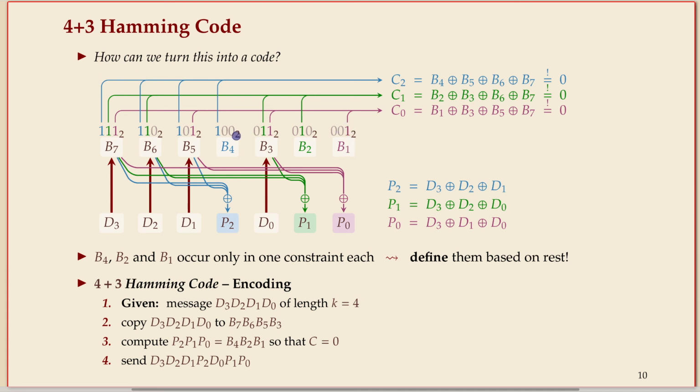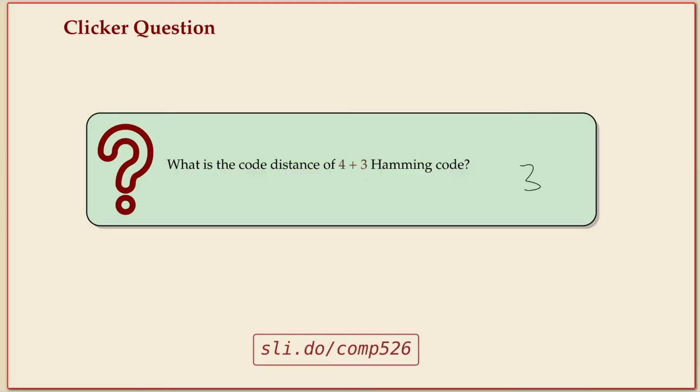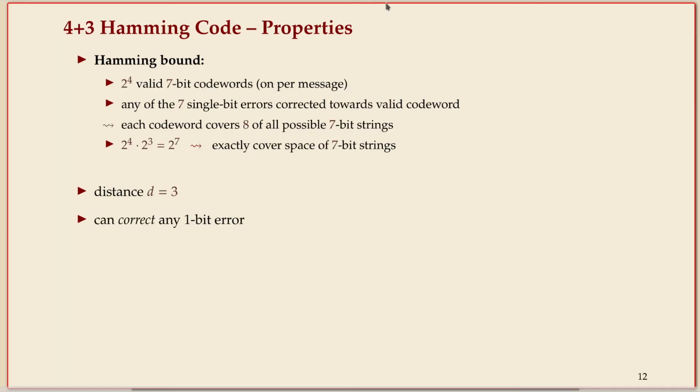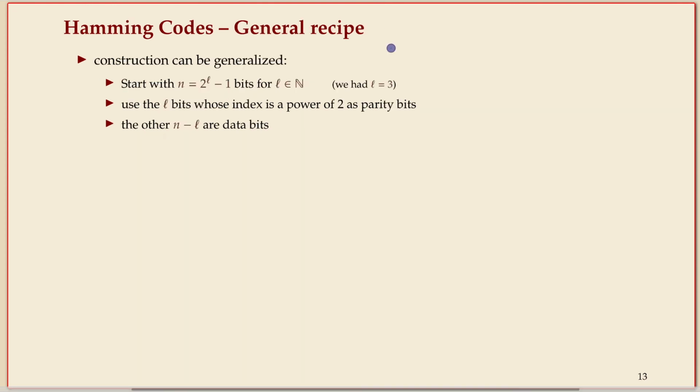And these are convenient if you write the index of these in binary. You notice that whenever we had a 1, they participate in one of the parity constraints. So it's a very regular construction. And then the remaining n-L bits you can use for the message.